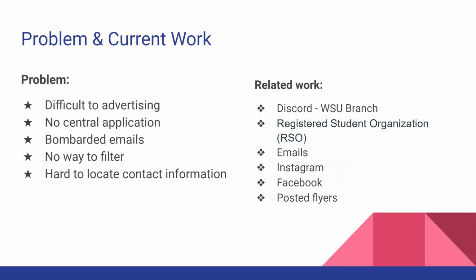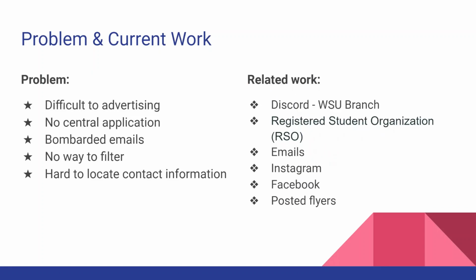Currently, what's being done is there's a Discord channel that allows you to join different clubs. There's also the registered student organization, but both are kind of outdated. Not only that, we're getting tons of emails, and there's also an Instagram and Facebook page, and sometimes even a Twitter, but again, you have to find the club that you want to join first. And there are events posted throughout the school, but those are also hard to find.